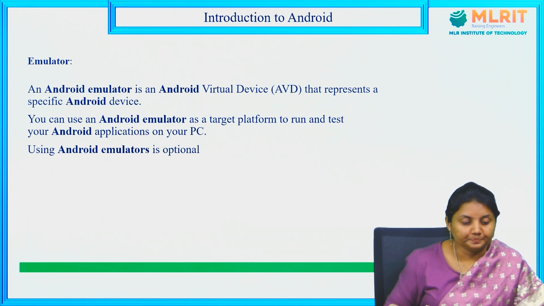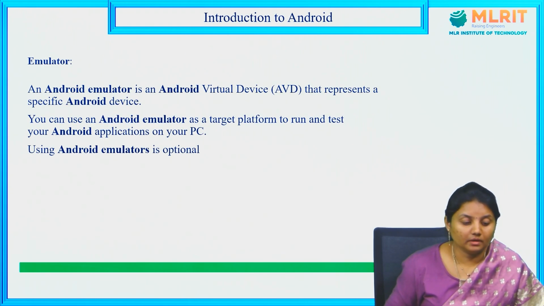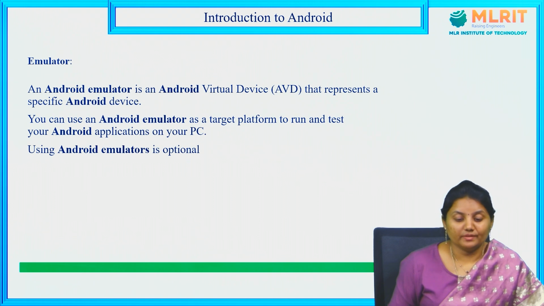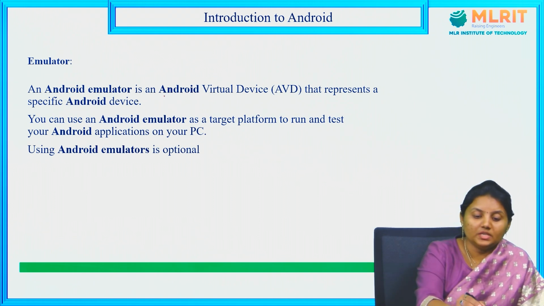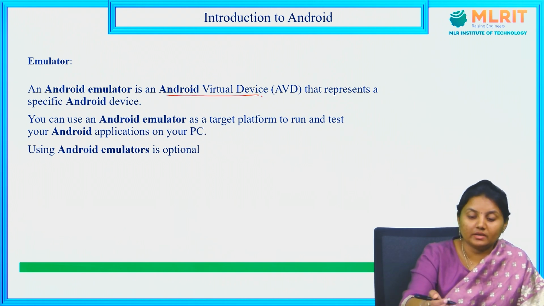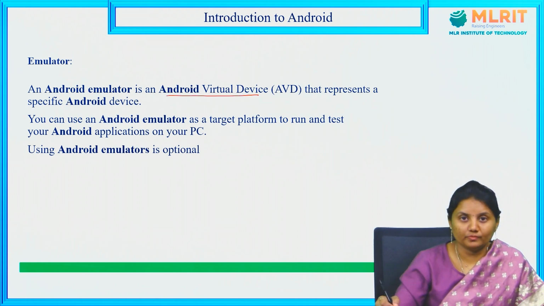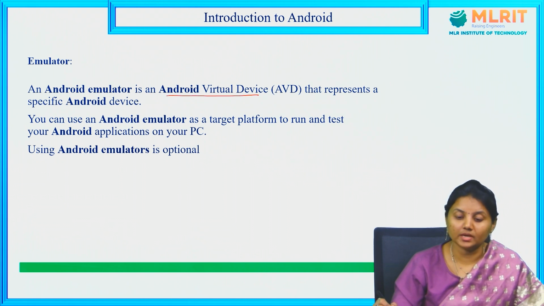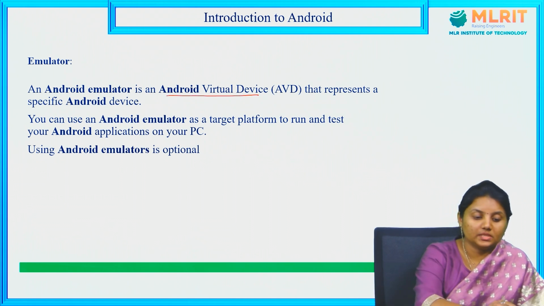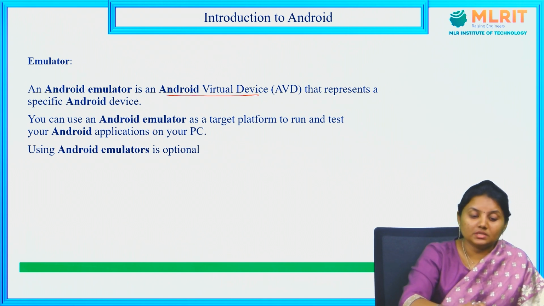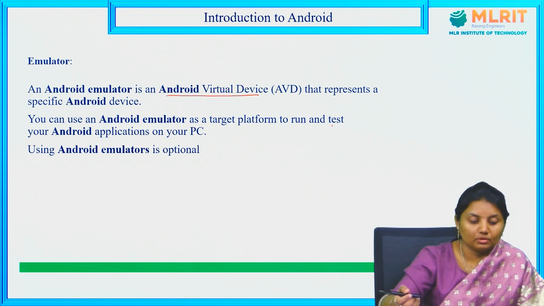Next is the emulator. As I told you, the emulator is a virtual device. We call it an AVD, an Android virtual device, where whatever application is deployed, that deployment shows you some output, and that output is visible on your Android virtual device. So that's the emulator, and you can use the Android emulator as a target platform to run and test. So you can also test it.